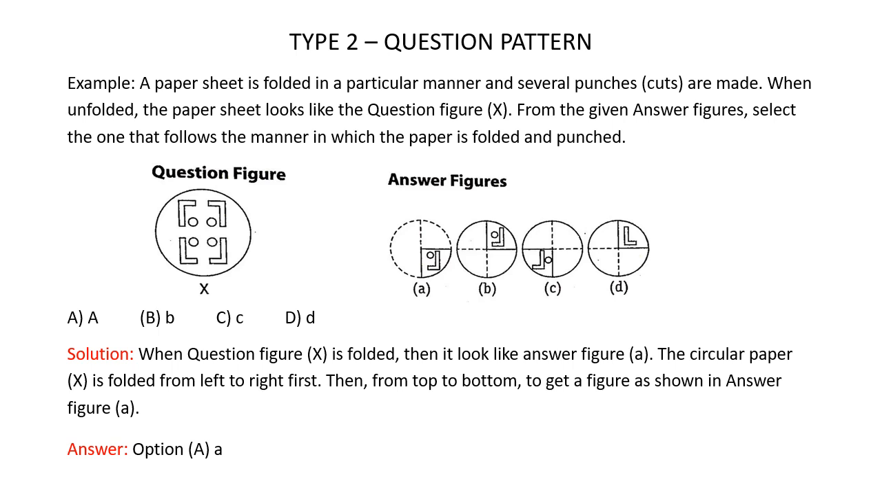Now answer figure B is wrong because after the 2 folds are made, you should get a pattern of 7 here instead of the reverse L. Answer figure C is wrong because after the 2 folds are made, you should get the pattern of L here instead of the reverse L. Answer figure D is wrong because the circular pattern is not shown here. So the correct answer is option A.